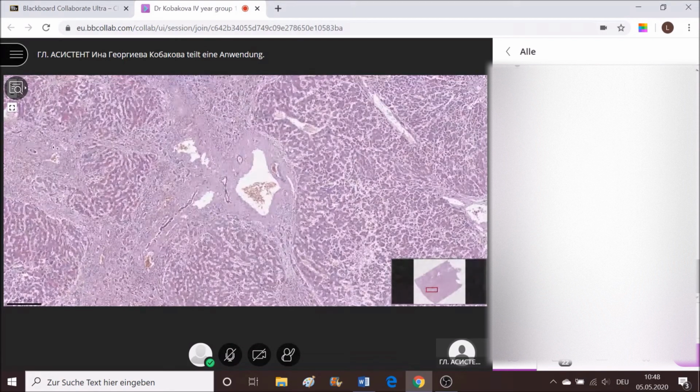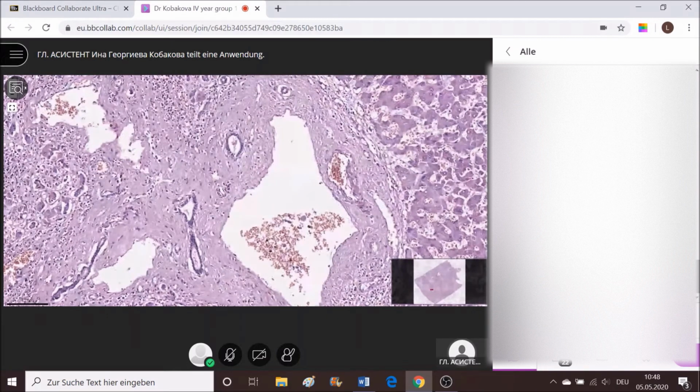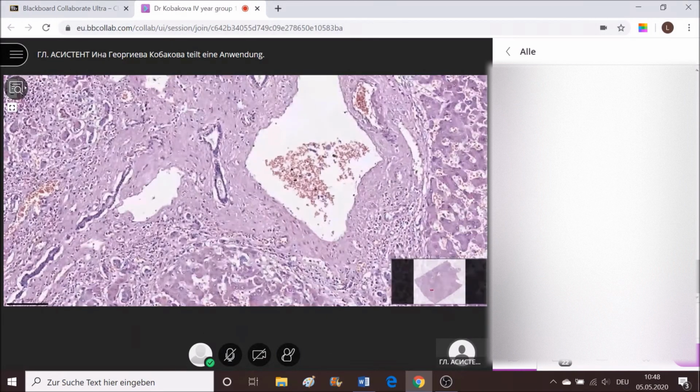What is the structure here? What is the structure? Great. That's great. So we see a portal tract, which is having inside what? A vein, an artery, and 1, 2, 3, 4 bile ducts. What is wrong with the structure?